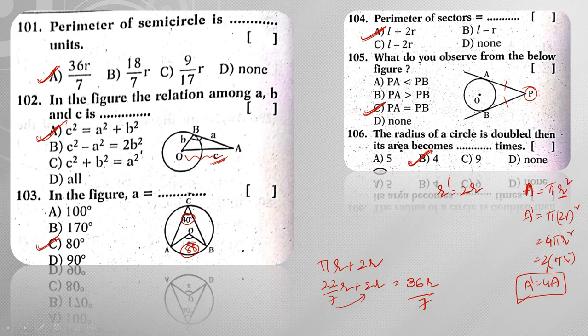So these are the different types of questions related to the chapter secants and tangents to a circle.